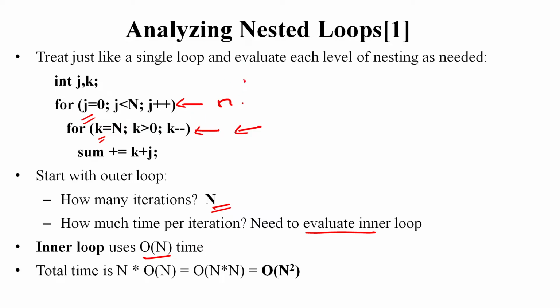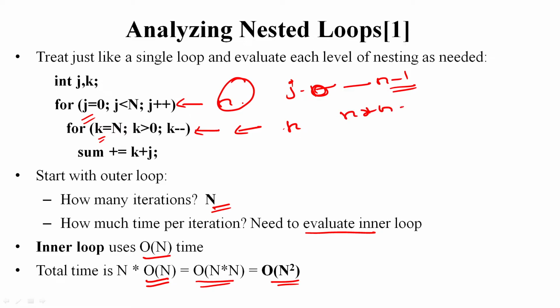Here, for each j value the inner loop will run for n time. So we get order of n into n, order of n square. For each j value it will run n times, and j is moving from 0 to n minus 1, that means n times, then n into n gives n square. Simply we can calculate.